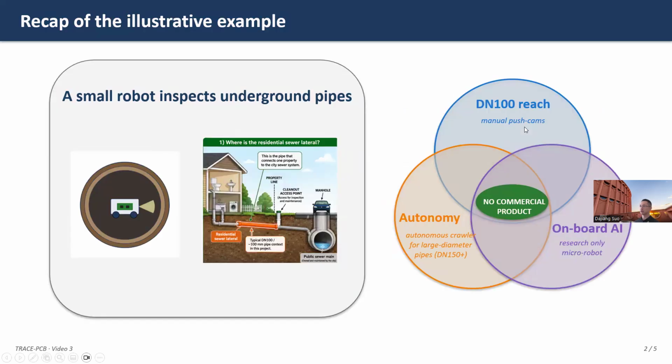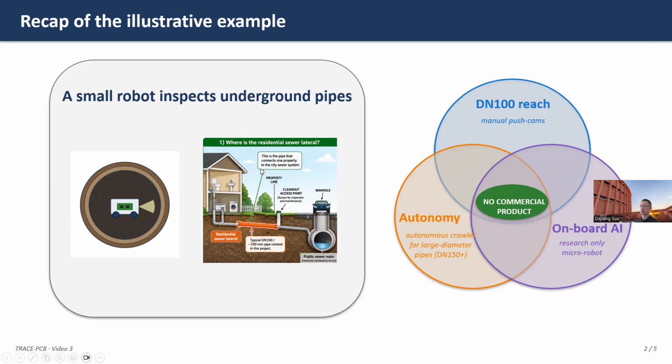So first of all, a recap of what we discussed so far. If you haven't watched the second video on the example, I highly recommend it. Otherwise, you won't be able to understand what I'm talking about here. So the illustrative example we are using throughout this course is about designing a mini robot to inspect underground pipelines.